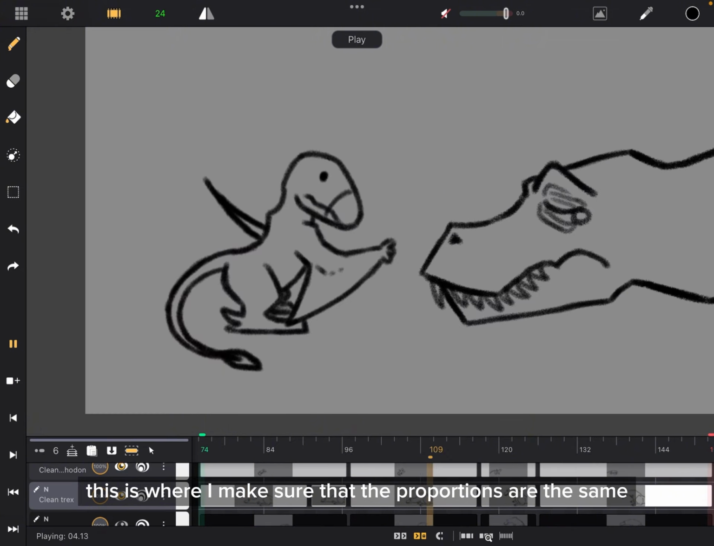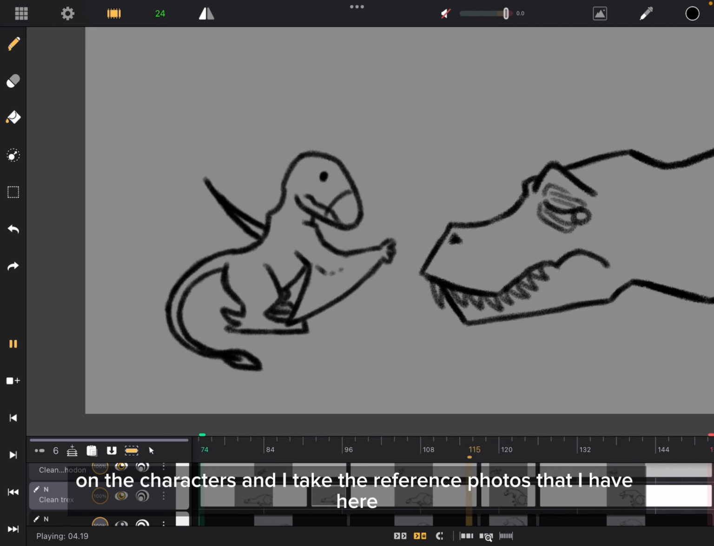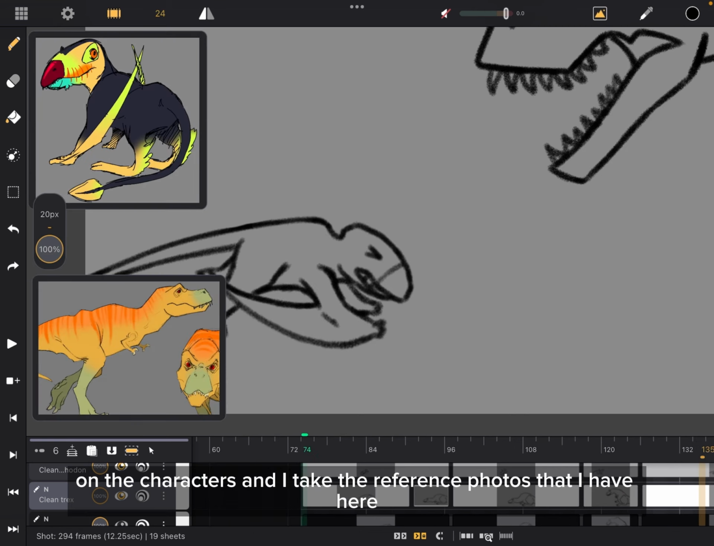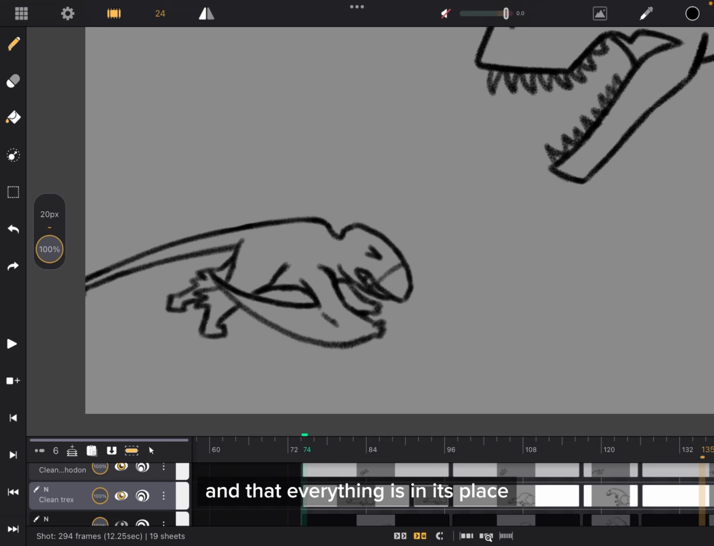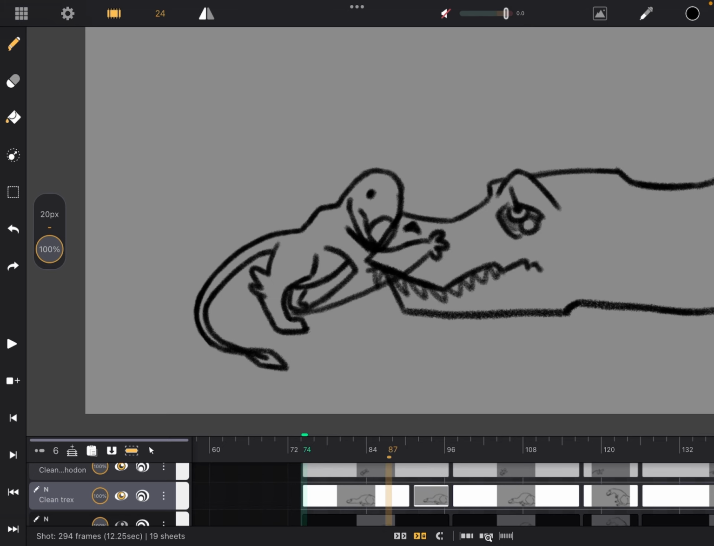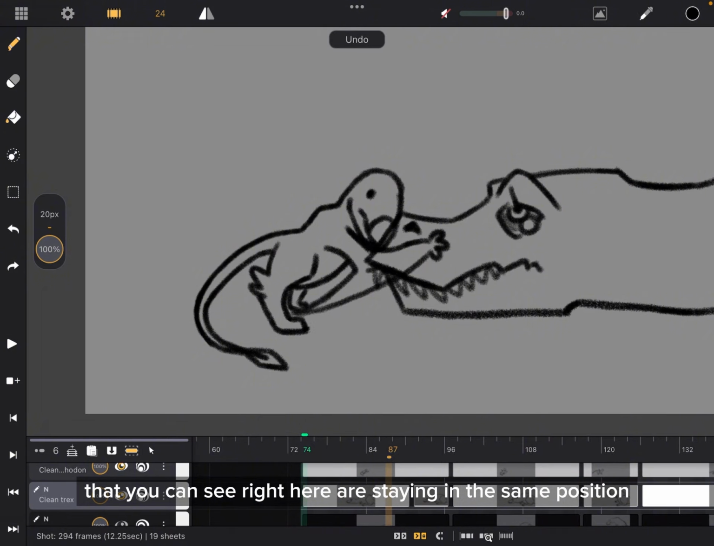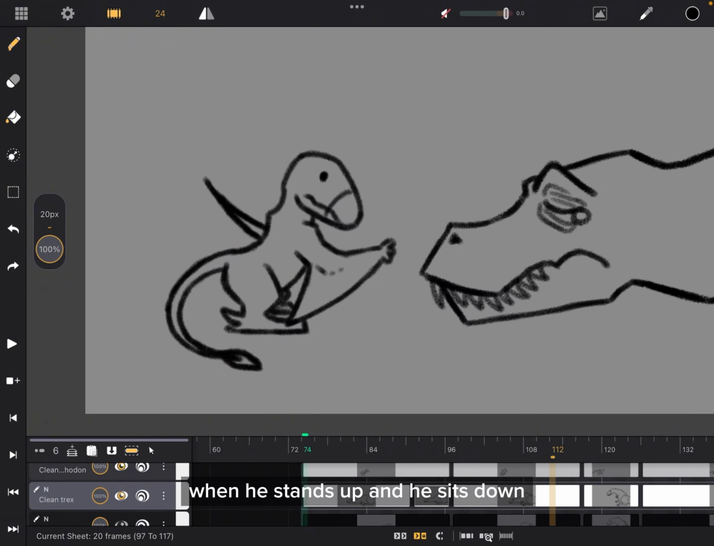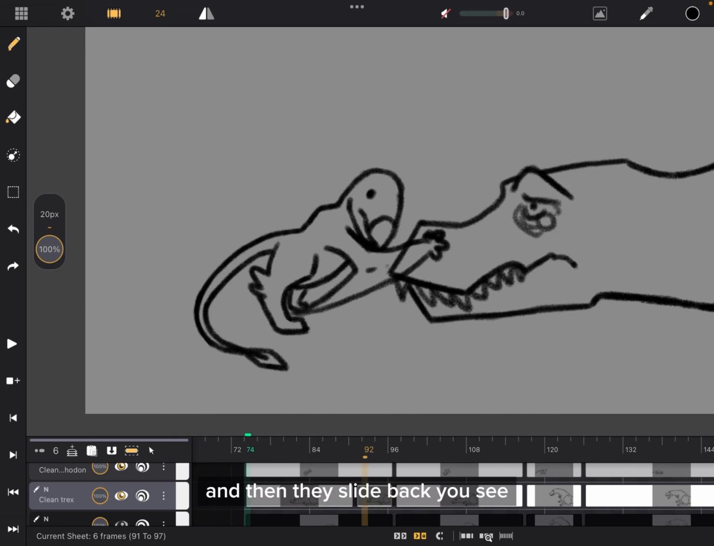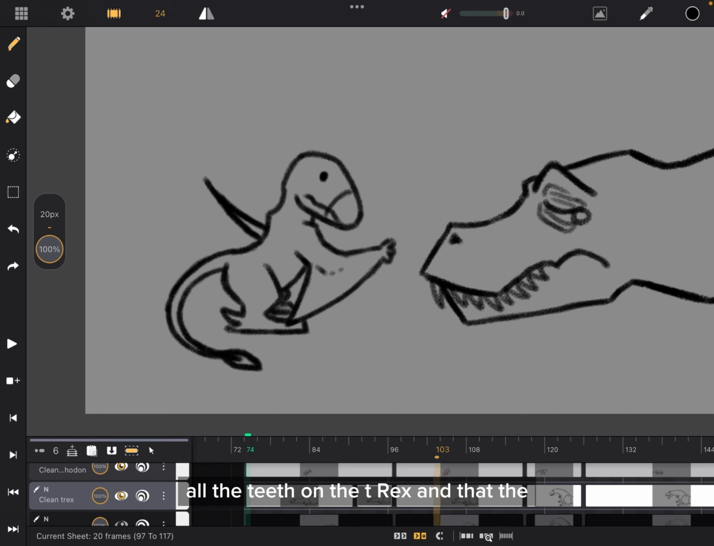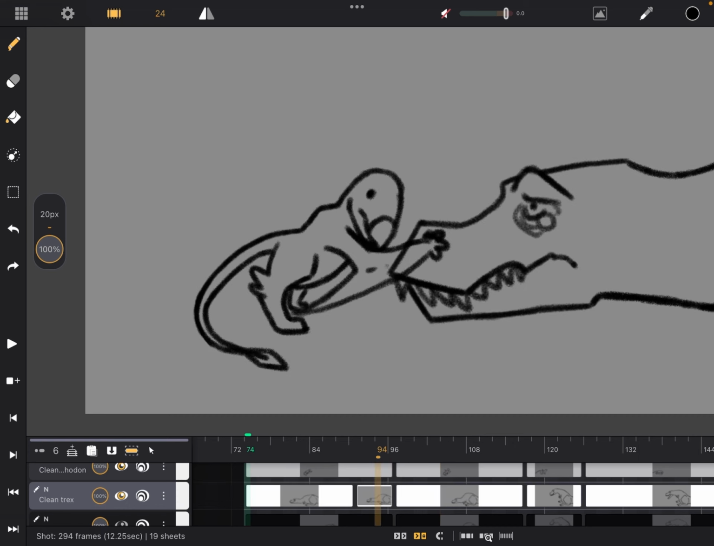This is where I make sure that the proportions are the same on the characters, and I take the reference photos that I have here and I measure everything to make sure that they really are accurate and that everything is in its place. For example, that the feet that you can see right here are staying in the same position when he stands up and when he sits down, and then they slide back. You see, I have to make sure that there's the same amount of feathers or the teeth on the T-Rex, and that the arms are the same. This is what I do.